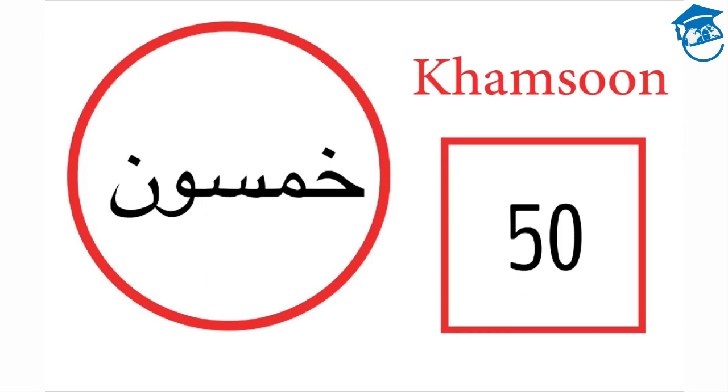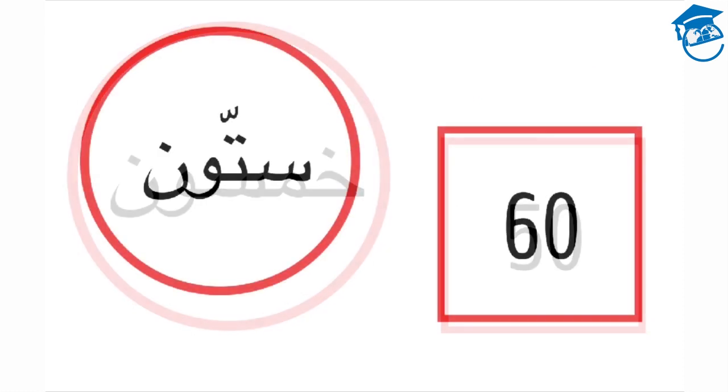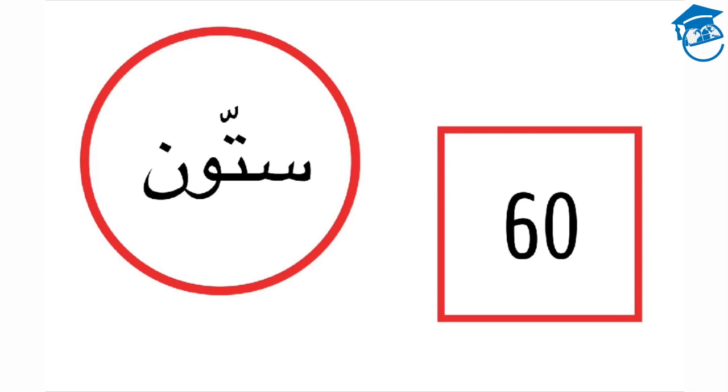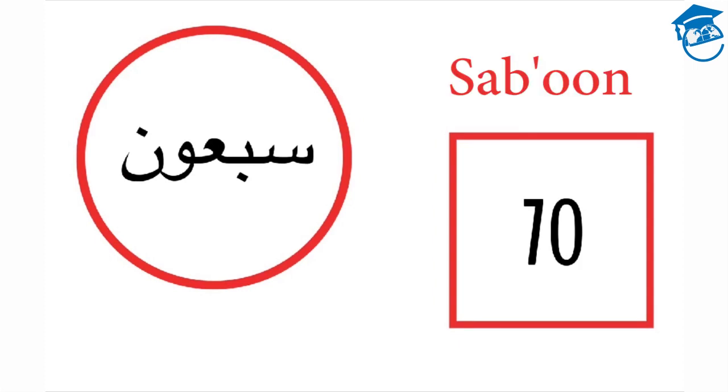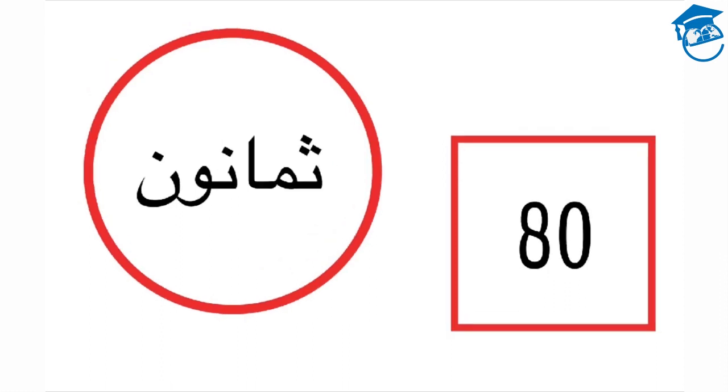Khamsun. Right? 50. If we want to say 60 in Arabic, we say sittun. Sittun. Write the number sittun, 60. The Arabic word for 70 is sab'un. Sab'un. Write sab'un. Sab'un means 70.